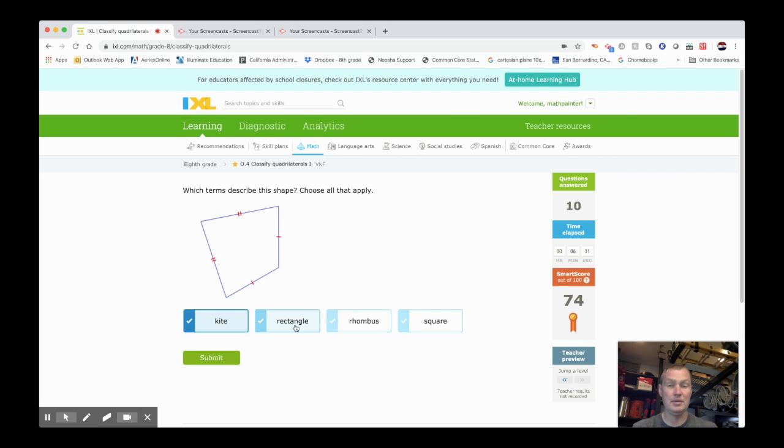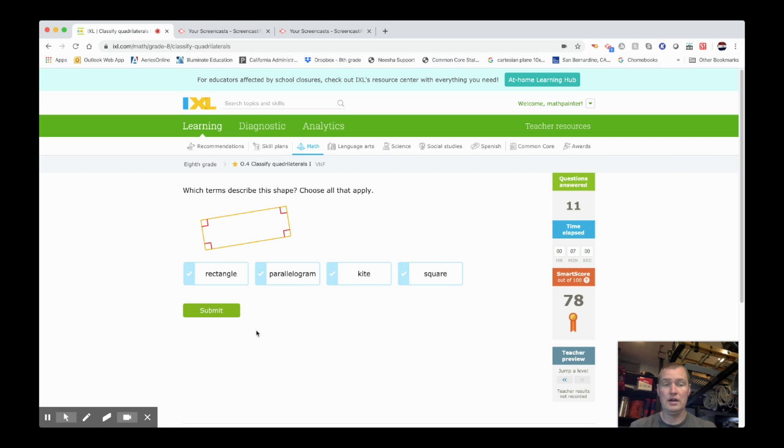It is not a rectangle because lines have to be parallel. Top and bottom would be parallel, right and left would be parallel. So rectangle is definitely not a correct answer. A rhombus has to have four matching sides, kind of like a tilted square. So they don't have four matching sides. So rhombus is a no. And it's definitely not a square because all four sides are not the same and not the same angle. Even though it says choose all that apply, the kite is the only right answer on this one.